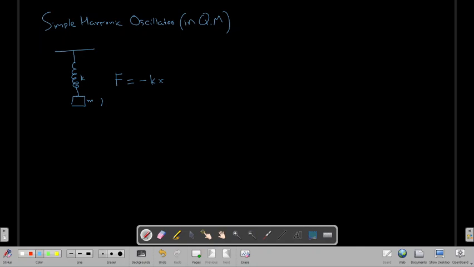We are only considering F is equal to minus Kx, with no other frictional terms or anharmonic terms. This is known as a linear force, since F is proportional to x only, not proportional to x square or x cube. Because what will happen if we take this kind of terms? The complexity of the system will increase.